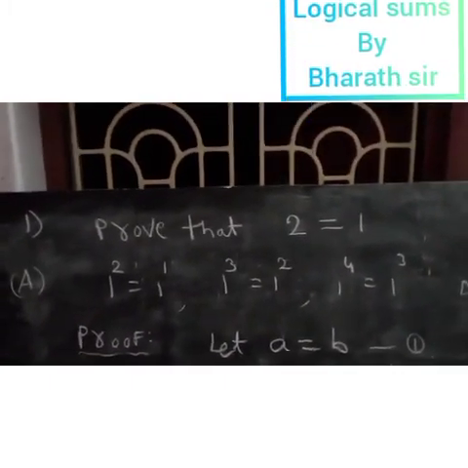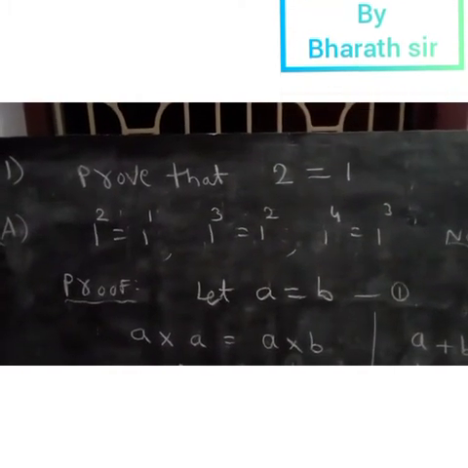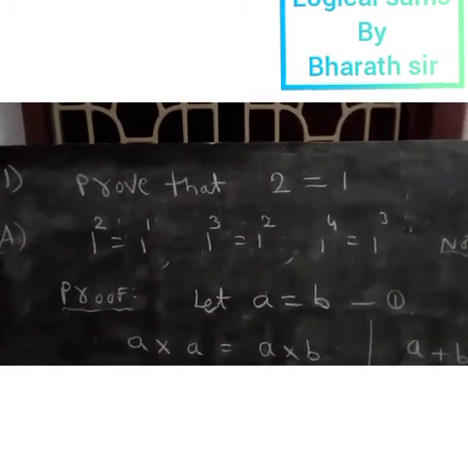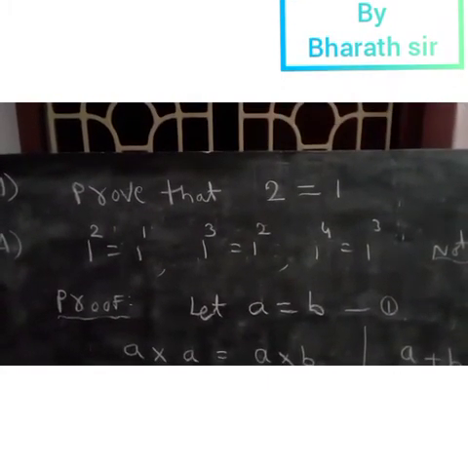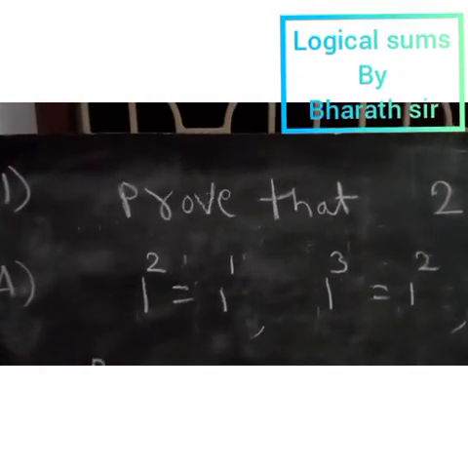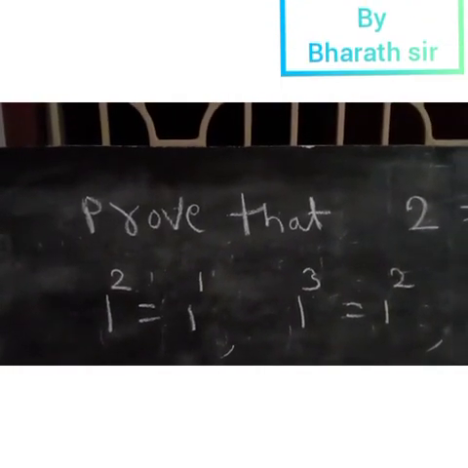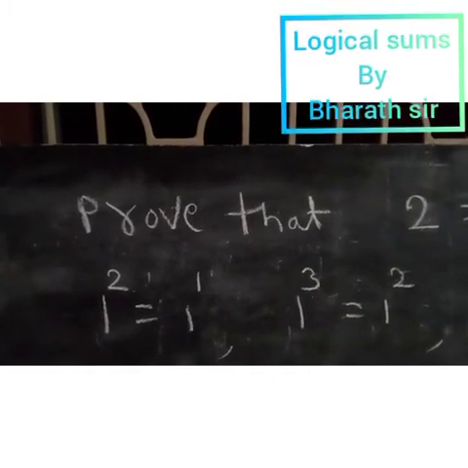First sum, prove that 2 equals to 1. How to prove 2 equals to 1? So many ways are there, but which one is correct you have to choose. Okay. For example, 1 square is equals to 1 power 1. Then bases are equal. You can equate the powers. You will get 2 equals to 1.